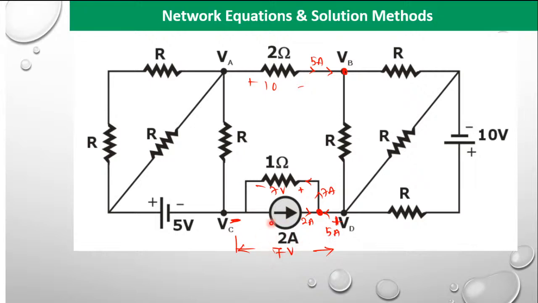7 volts. Voltage across C and D terminals will be 7 volts. Is it clear for everyone? Clear for everyone, sir?